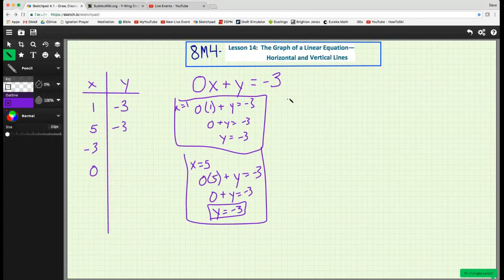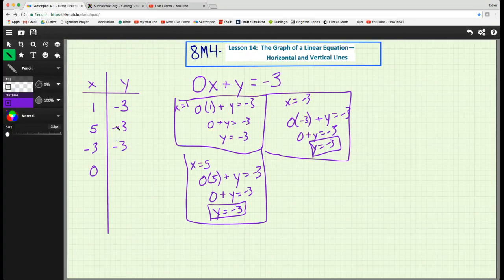Well, let's say x is -3, what happens? 0 times -3 plus y equals -3. So we get 0 plus y equals -3. Y equals -3. So it turns out it doesn't matter what x equals, even when x is 0. 0 times 0 plus y equals -3. 0 plus y. So here we get y is -3 again. It's always -3.